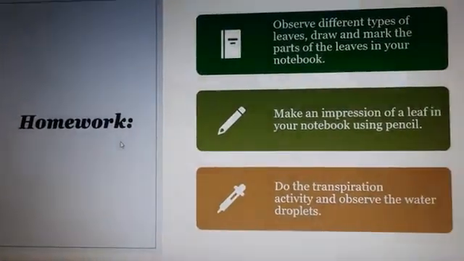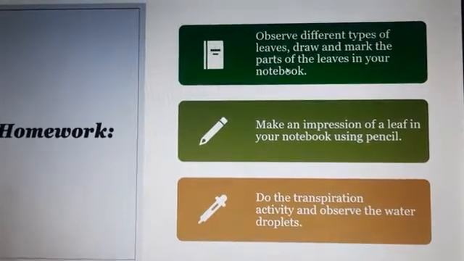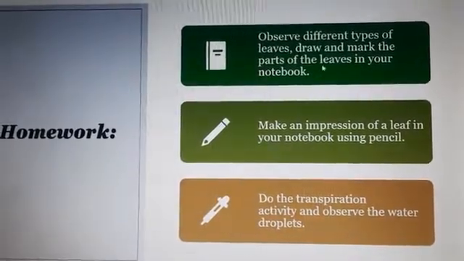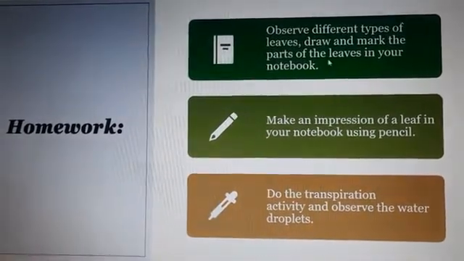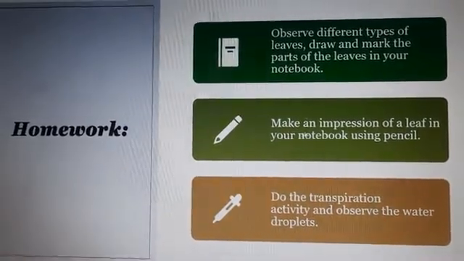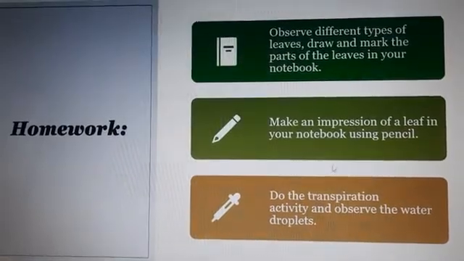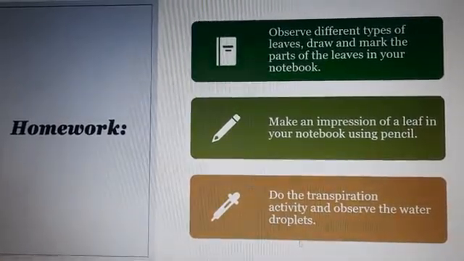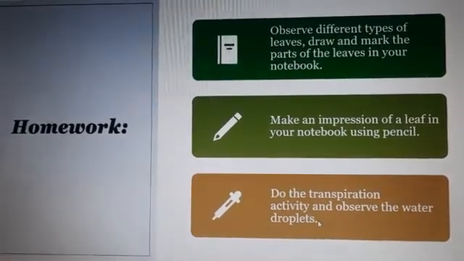Now for your homework, observe different types of leaves, draw and mark the parts of the leaves in your notebook. So all the leaves that you observe, like the leaves I have shown you, you have to draw them in your notebook and mark the parts. Make an impression of a leaf in your notebook using pencil. Do the transpiration activity and observe the water droplets. For this you can take my help, children.